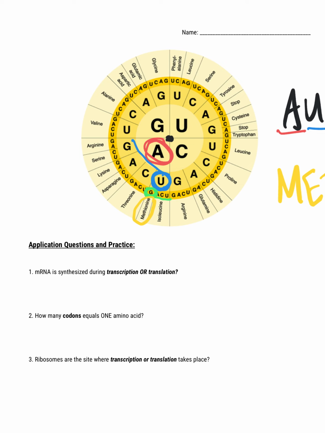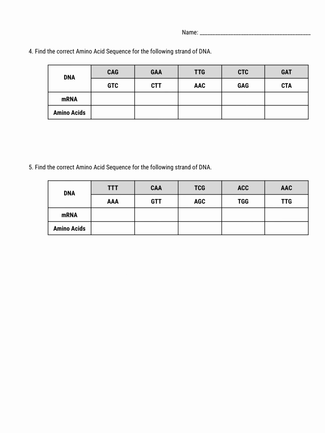Okay, what I need you to do now is go ahead and look at the application questions and practice. So you've got 3 on this page that we're looking at now, and then you have 2 practice problems where you're transcribing and translating to figure out the correct amino acid sequence. When you are done, raise your hand. I will come check them, and I will hand out your Yeti Genetics assignment.